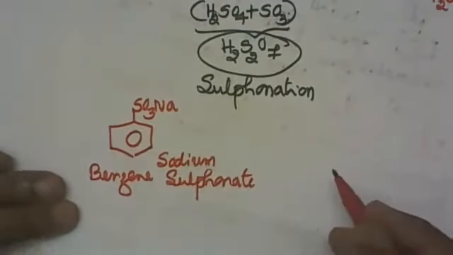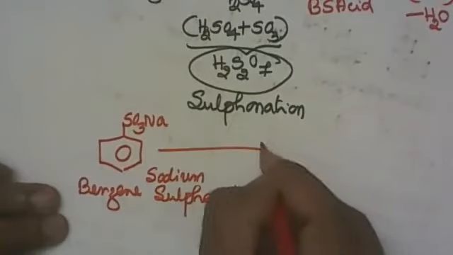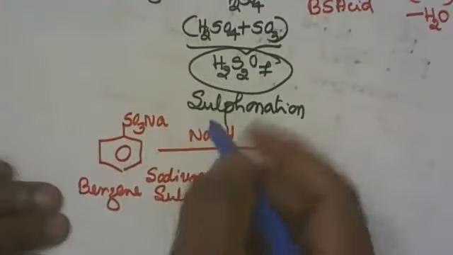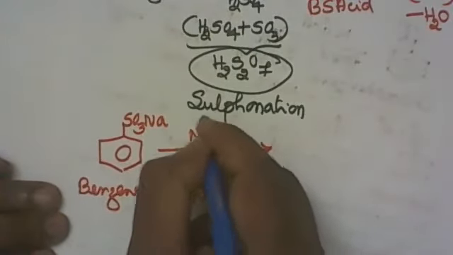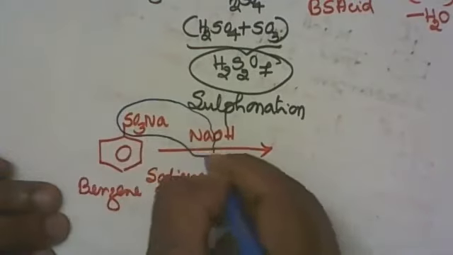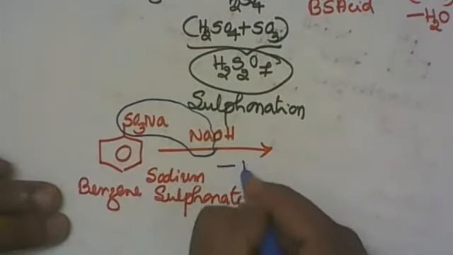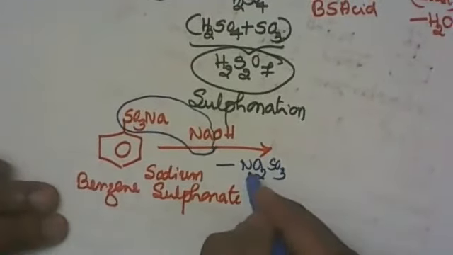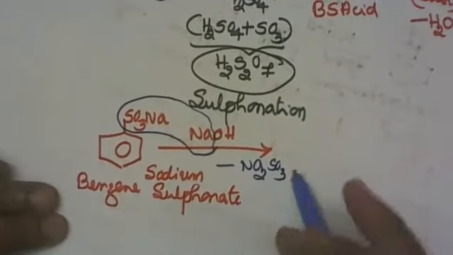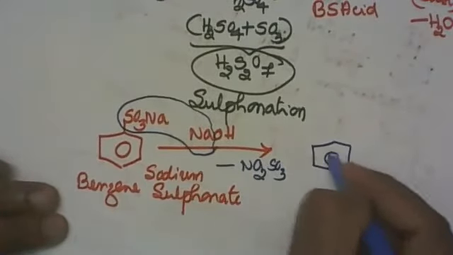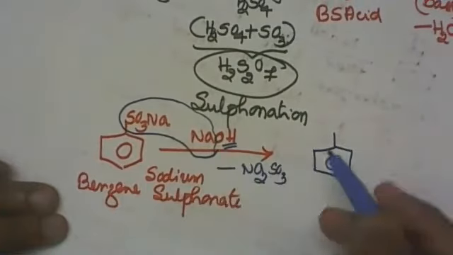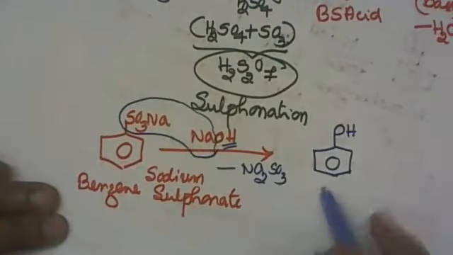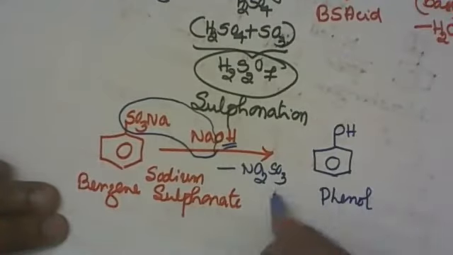The reaction doesn't stop here. Again, sodium hydroxide reacts, excess we are taking. So the side product now will be Na2SO3, which is called sodium sulfite. So remaining is the benzene ring attached to the remaining. What is remaining here? OH is remaining. Side product is Na2SO3. Right? This is phenol.